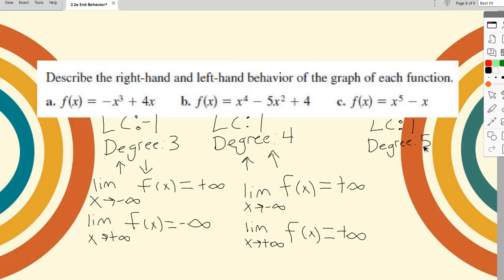So this time they're going to be opposite again, but it's going to be flipped from our first one because our leading coefficient is positive. So this time as we go towards negative infinity, we're pointing down. And as x goes towards positive infinity, we're pointing up. What questions do we have there?